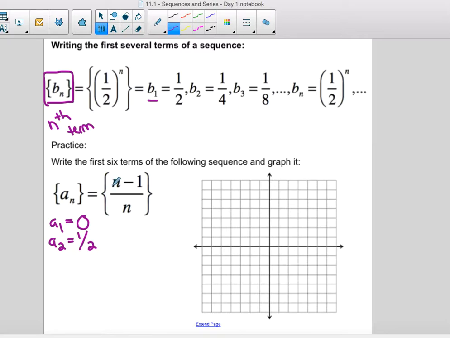So the third term would be 2/3, the fourth term would be 3/4, the fifth term would be 4/5, the sixth term would be 5/6, right? So it would just be a fraction and things like that. So that would basically be a simple example of mapping out the first six terms of a sequence. If I wanted to find the 100th term, I would plug in 100 and I'd get 99/100ths, right?